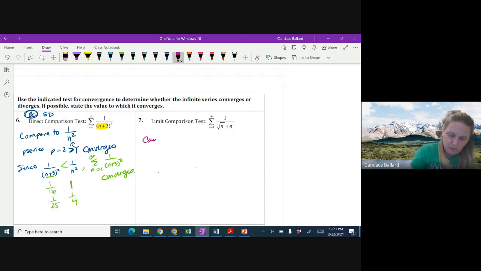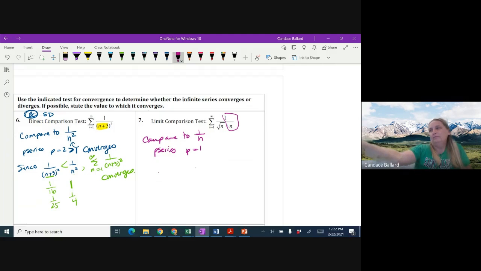So compare to, because I'm kind of seeing the 1 over n here, right? I could also use maybe 1 over n to the 3/2 power. Let's go with 1 over n. Compare to 1 over n, okay? So we know that that's a p series. We know that p is equal to 1. So does 1 over n converge or diverge? It diverges, good.